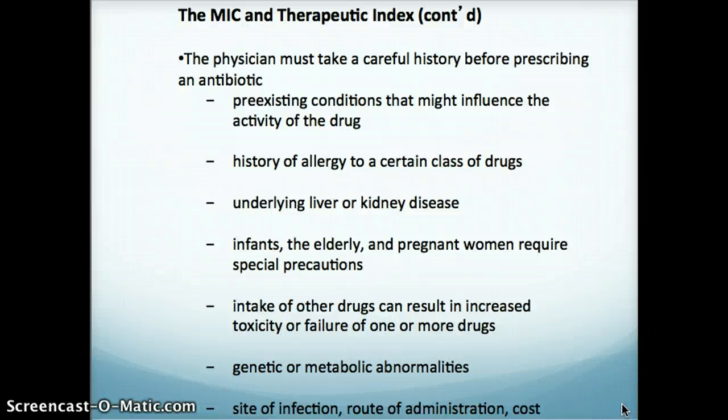So this was a basic overview of antimicrobial therapy. There will probably be at least one more lecture from this chapter. Hope that this has been interesting.